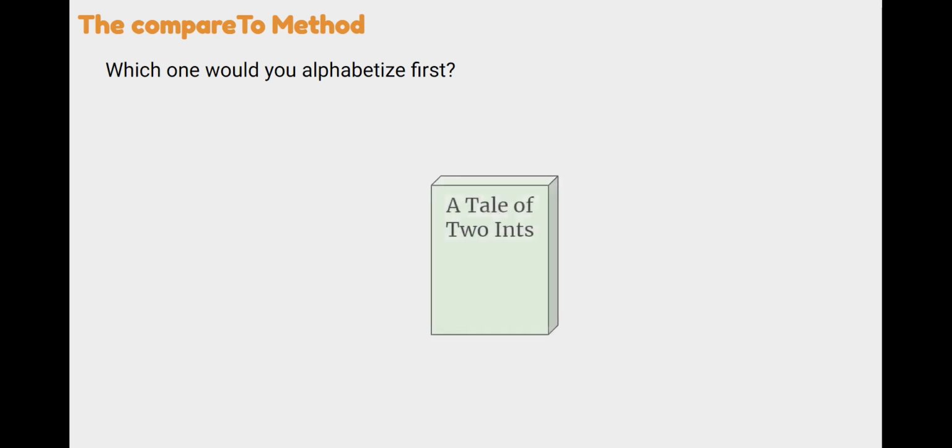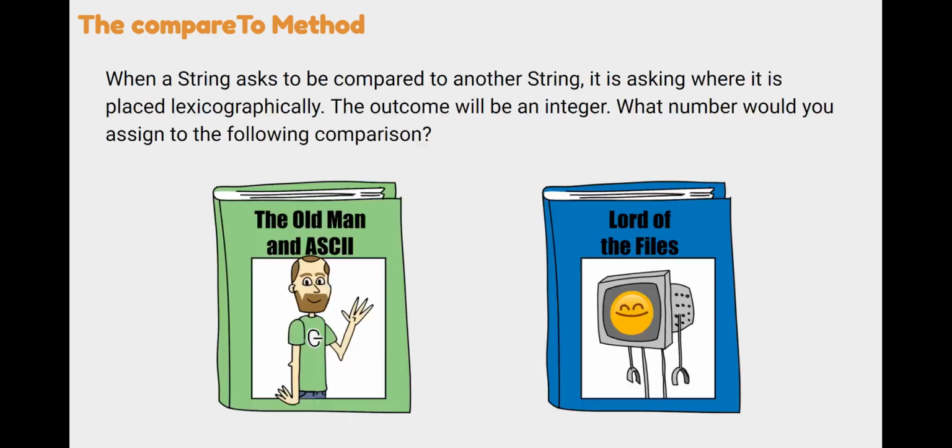Well, you should put A Tale of Two Ints capital first and then lowercase. Capital letters should have priority over lowercase letters. When a string asks to be compared to another string, it is asking where it is placed lexicographically. You can think of that as alphabetically. The outcome will be an integer. We have to decide what number we would assign to the following comparison.